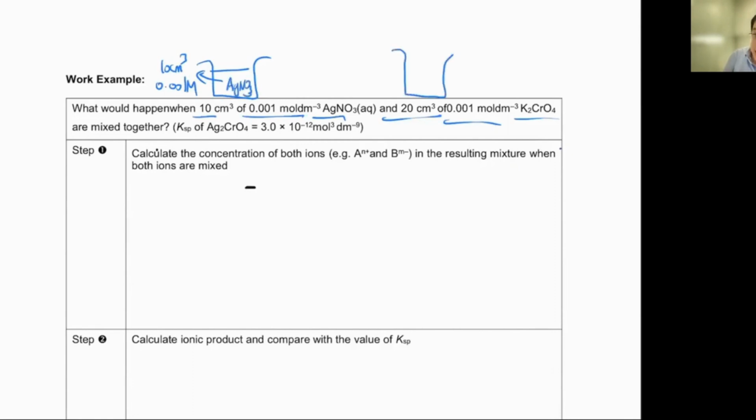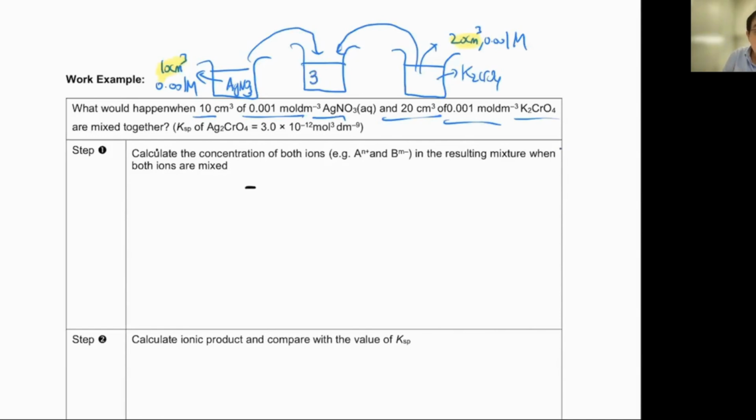Now I have another beaker here. This other beaker is K2CrO4, and the volume inside is 20 cm³, and this is 0.001 mole per dm³. Now I'm going to pour all this into this beaker. Initially you have 10 and you have 20. Mixed together is 30 cm³. Now, just now we discussed, if you were to mix compounds together, what will happen to your concentration? It will change. Same for this, same for this.